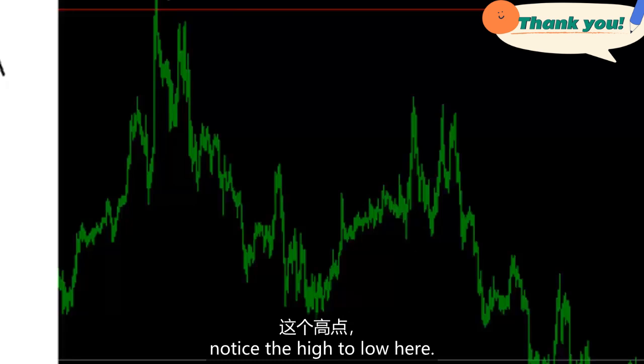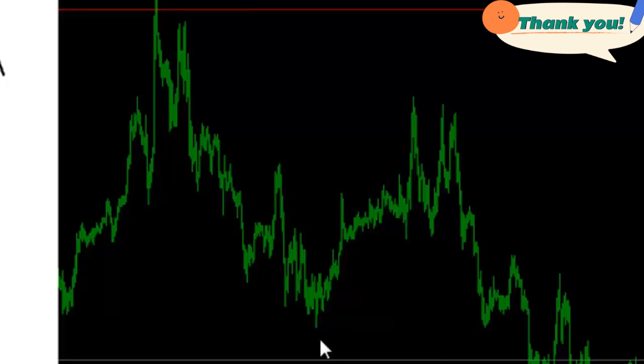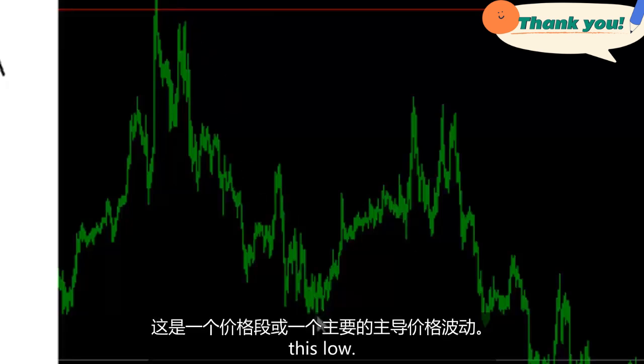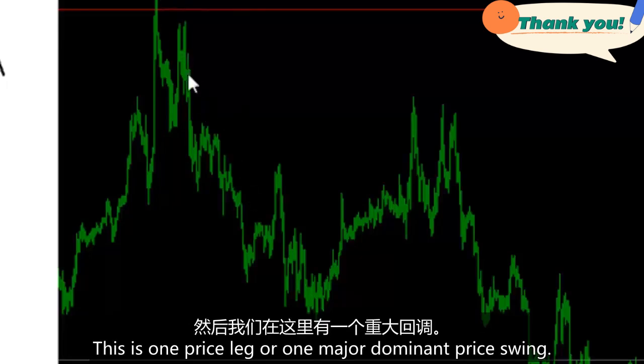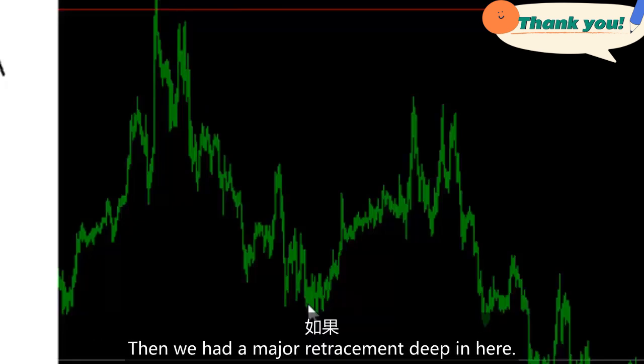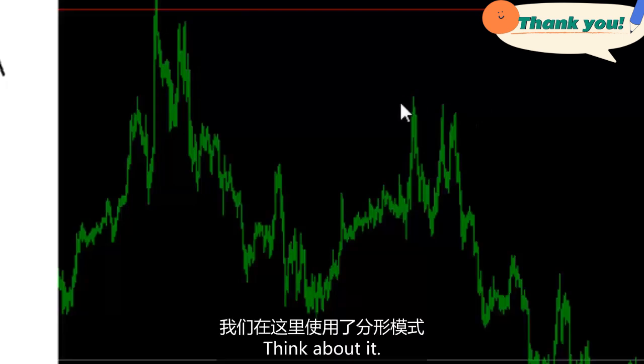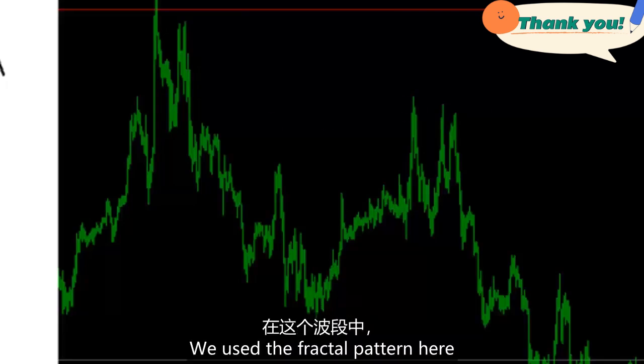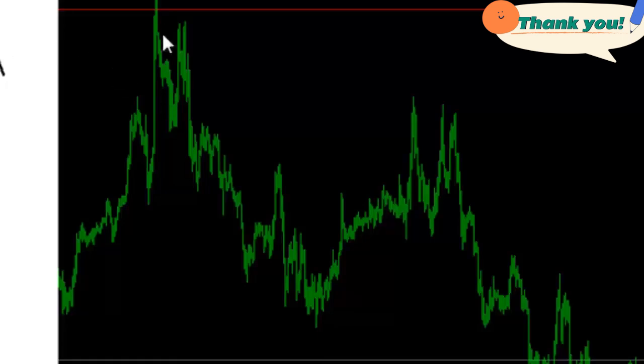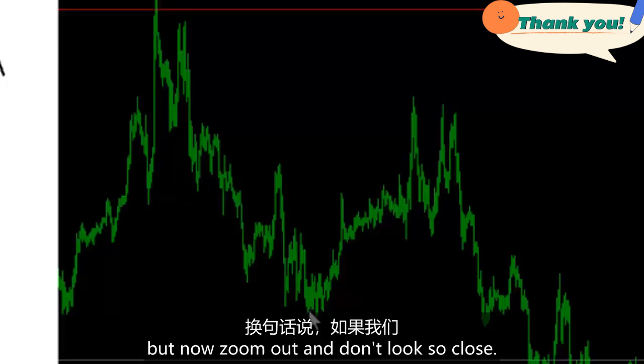Now, notice the high to low here. Okay, this high to this low. This is one price leg, or one major dominant price swing. Then we had a major retracement deep in here. Okay, if you go and look at this high here to this low, we have an optimal trade entry. Okay, so now think about it. We used the fractal pattern here in this leg here, but now zoom out and don't look so close.